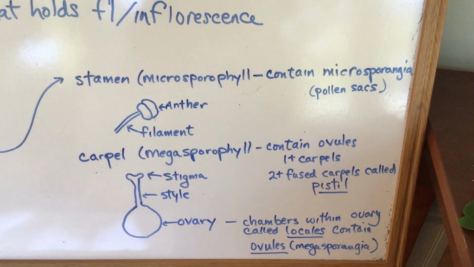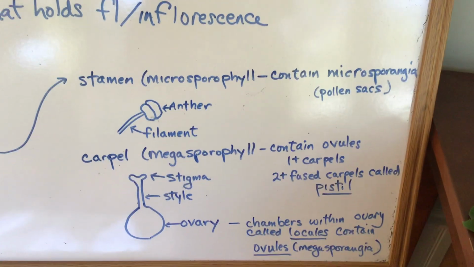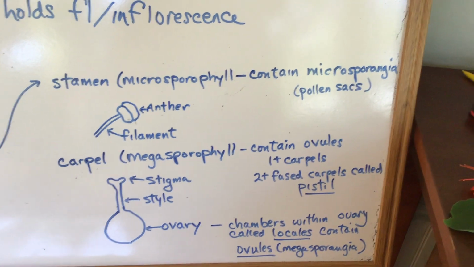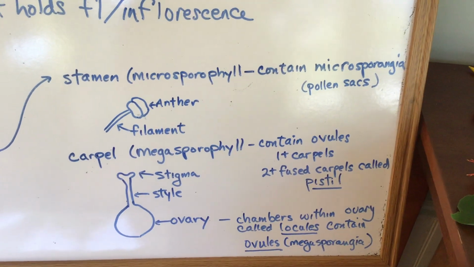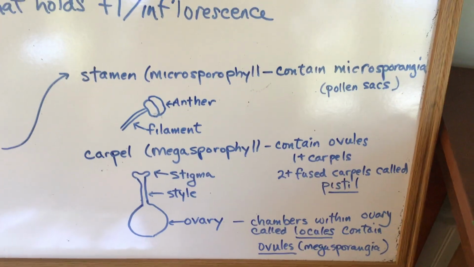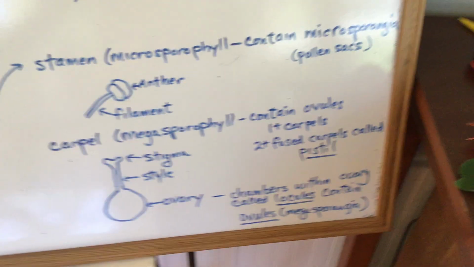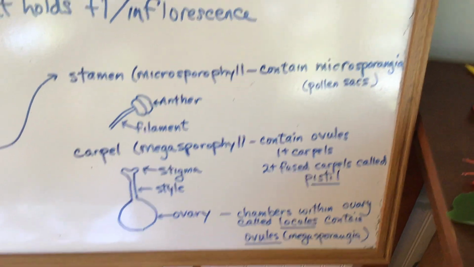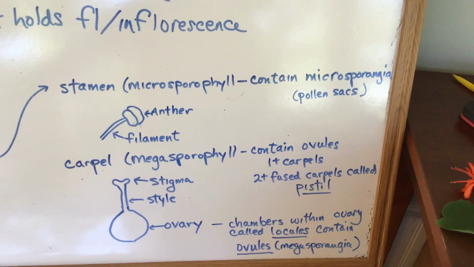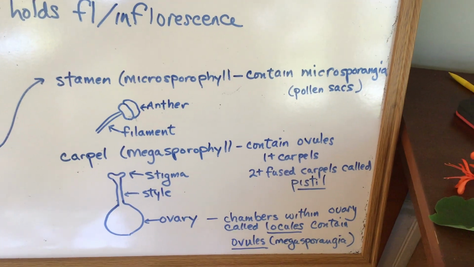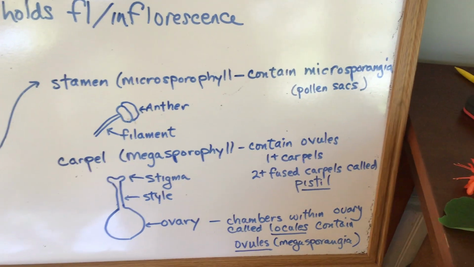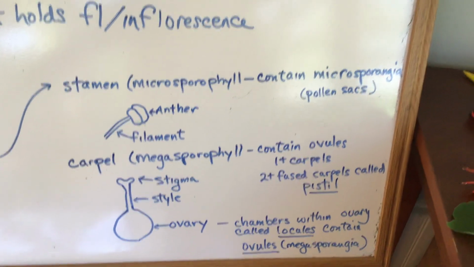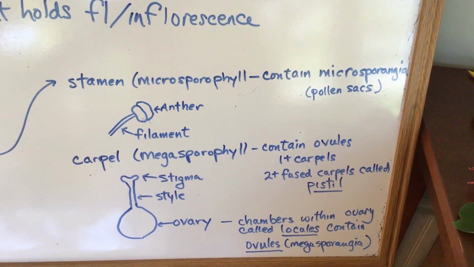The carpel is the megasporophyll. It contains the ovules. The ovules are the megasporangia that have the megaspore that is going to become the actual, it's going to be like the part that gets fertilized and becomes the baby plant. So later. And one carpel is just a single carpel, but if you have more than one carpel, and this happens fairly frequently, where they are fused, it is called a pistil. So those two terms are sometimes used interchangeably.